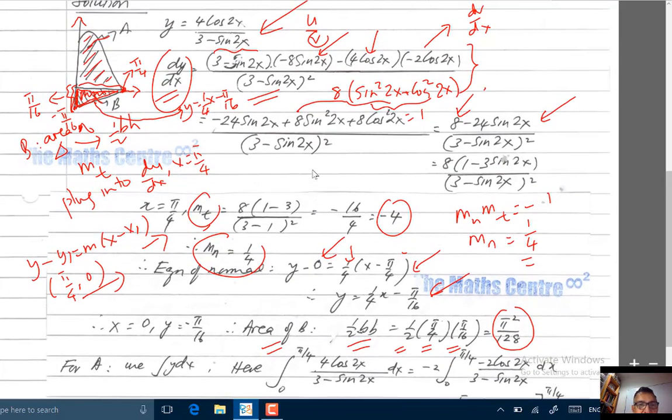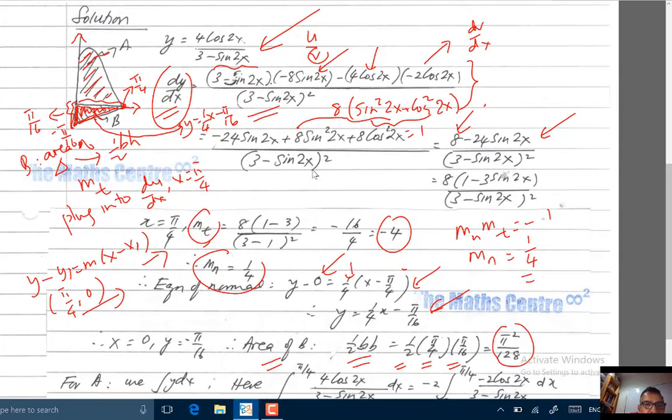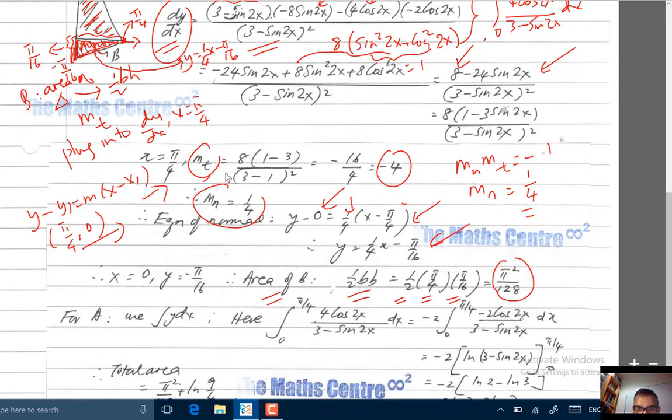Now what's left is the area of A. To find the area of A, shaded region A, let me write it here. I'm going to use y dx. Okay, using an integral. So y I know it's 4 cos 2x over 3 minus sine 2x. And the values of x go from 0 to pi over 4. Okay, that's setting up the integral. That's what you see here.